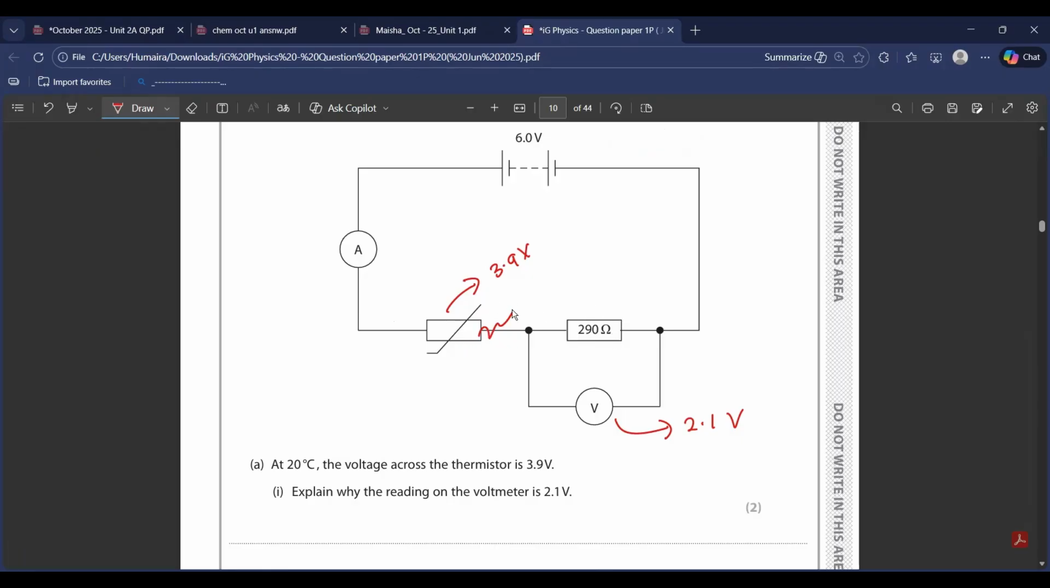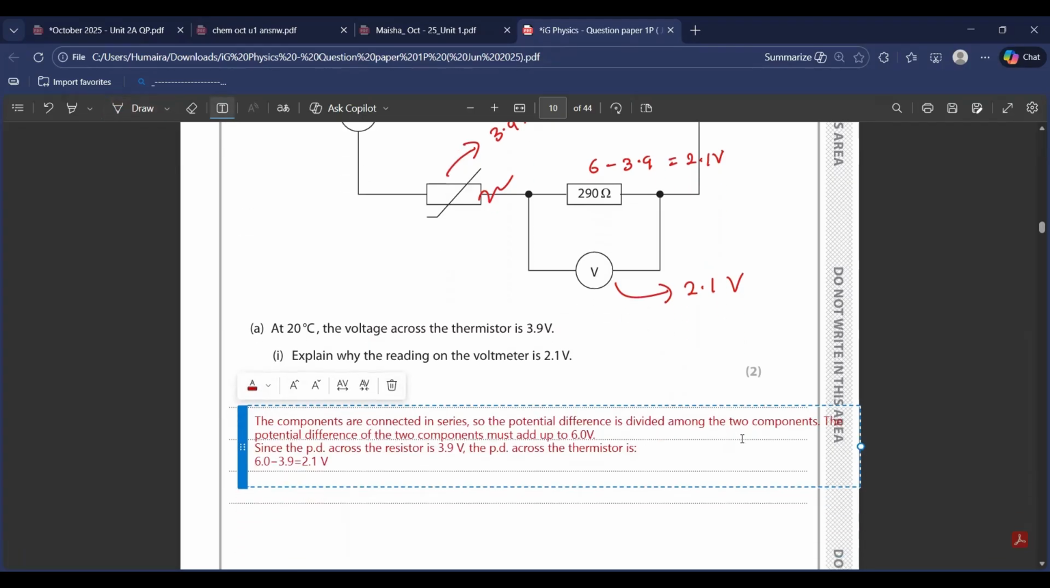But when you sum up the total voltage, it will always be equal to the EMF. So whatever the EMF is, for example, here it is 6 volt. This 6 volt is shared among these two components. But when you add up the voltages, it will always be again 6 volt. And they have already mentioned that the thermistor has a voltage of 3.9 volt, which means the rest of the 6 volt belongs to the fixed resistor. So if this is 3.9, this should be 6 minus 3.9, which is equal to 2.1 volt. This is what we are going to write here.